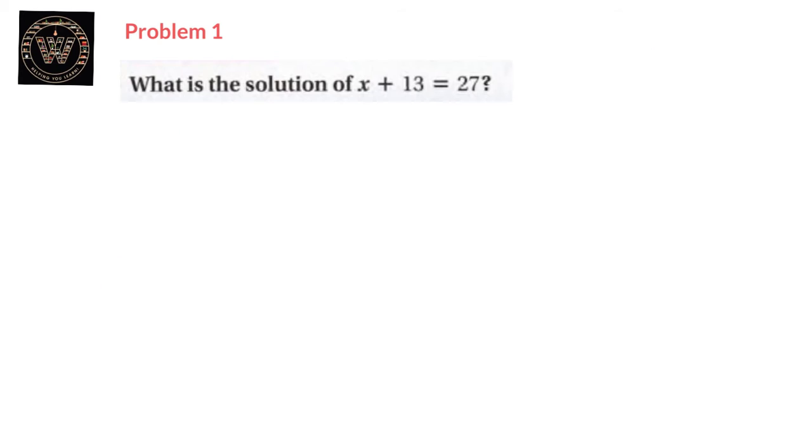Welcome to the lesson. Let us try to solve this. What is the solution of x plus 13 is equal to 27? In solving any equation, the first thing you must remember is to isolate the variable. Keep the variable alone on one side of the equal sign and remove everything else that is coming with the variable. So in this case, we need to get rid of plus 13 in order to isolate x.